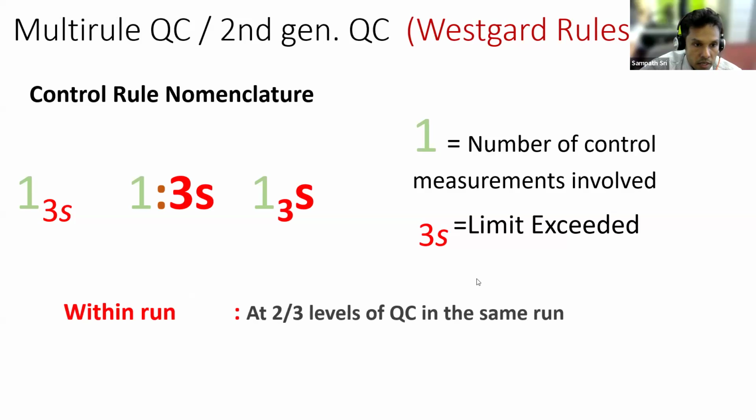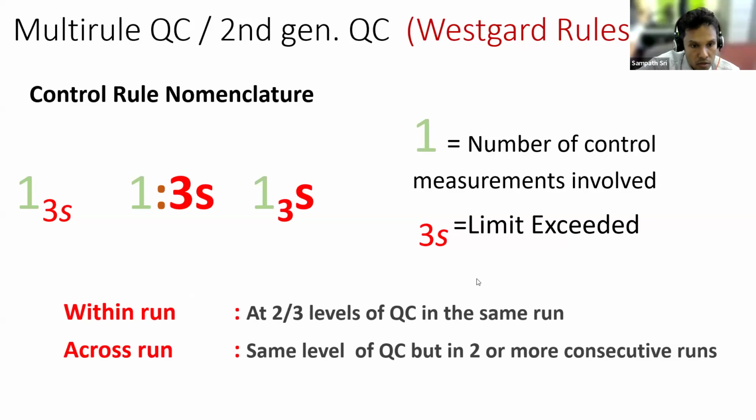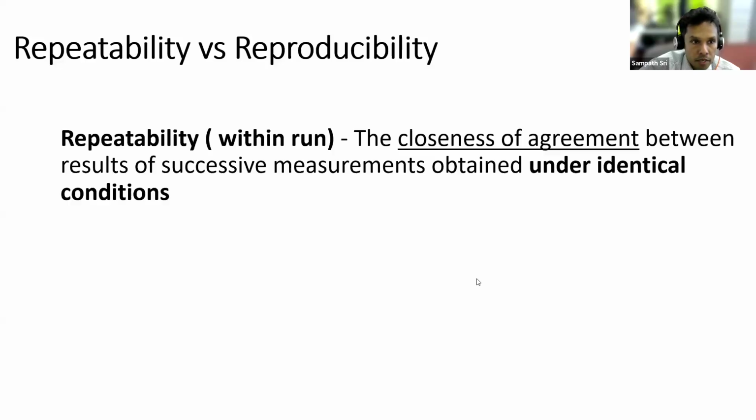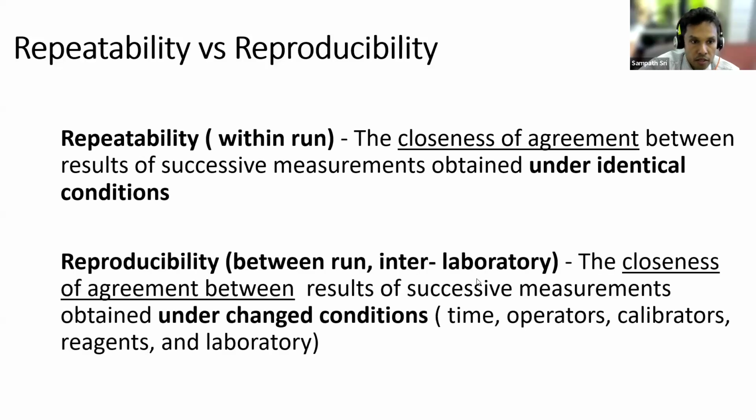There are two other terms, like within run. That means it's a single run using two or three QC levels. When it's across run, that means we are using the same control over a few days or a few time points. These are two other terms related to precision: repeatability and reproducibility. Repeatability usually comes with within-run precision, and reproducibility means between-run closeness of agreement.